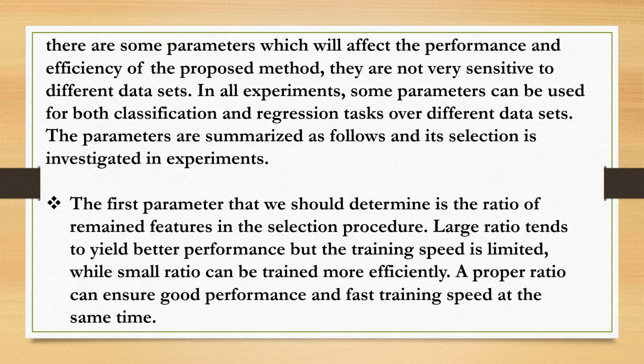The first parameter that we should determine is the ratio of remaining features in the selection procedure. A large ratio tends to yield better performance, but the training speed is limited. While a small ratio can be trained more efficiently, a proper ratio can assure good performance and fast training speed at the same time.